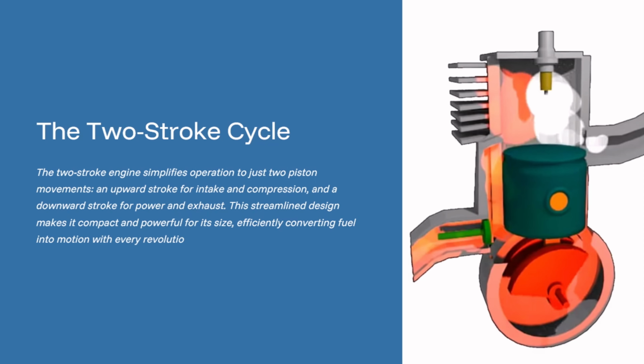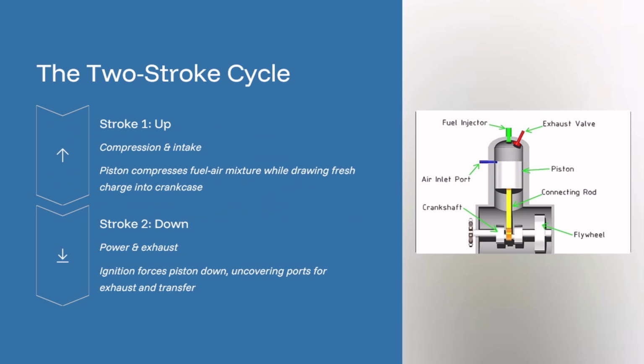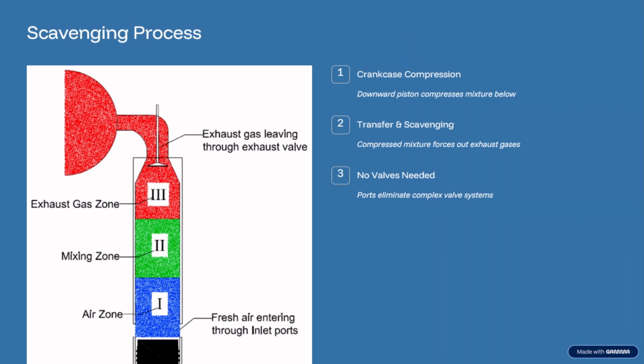Actually, we can see also the two-stroke cycle. The two-stroke engine simplifies operation to just 2 piston movements, an upward stroke for intake and compression, and a downward stroke for power. Okay, the two-stroke cycle: stroke number 1 up, stroke number 2 down. The piston compresses the fuel-air mixture while drawing fresh charge into the crankcase. And then the second one, ignition forces the piston down, uncovering ports for exhaust and transfer.